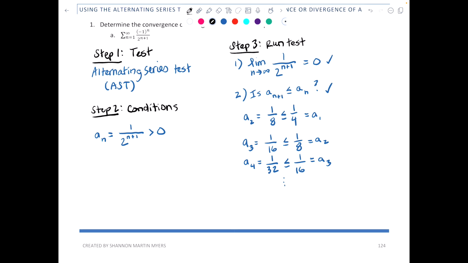And so, step 4, conclusion. The summation, as n goes from 1 to infinity, of -1 to the n over 2 raised to the n plus 1 converges by the alternating series test. Groovy? All right, I like the alternating series test, actually. All right, let's look at our next example.